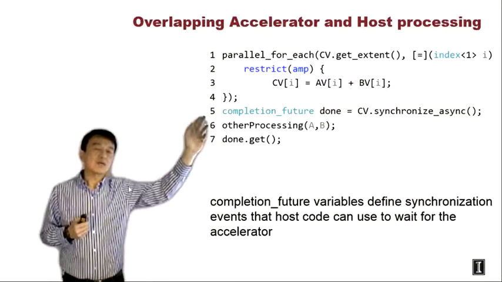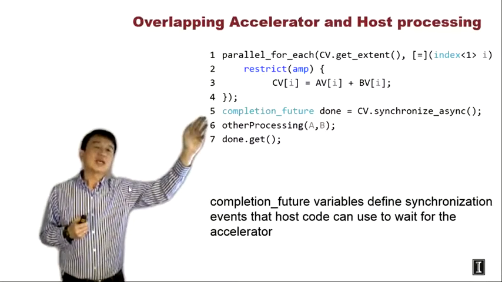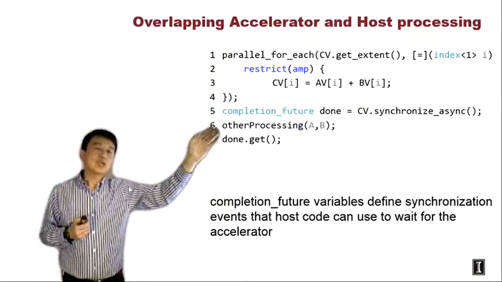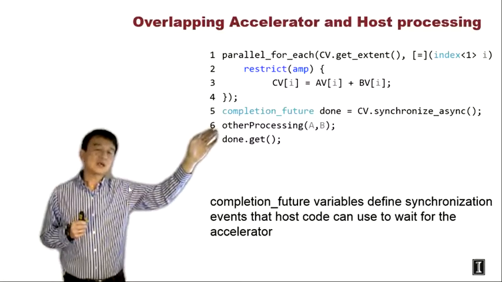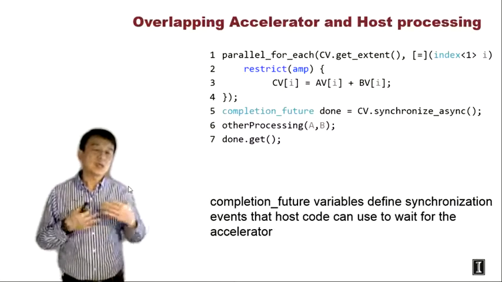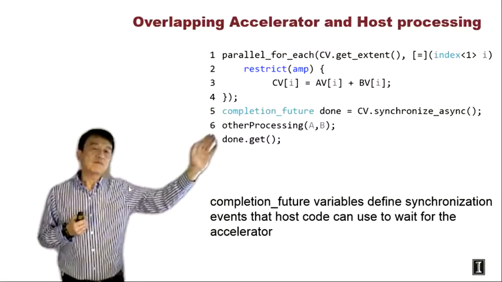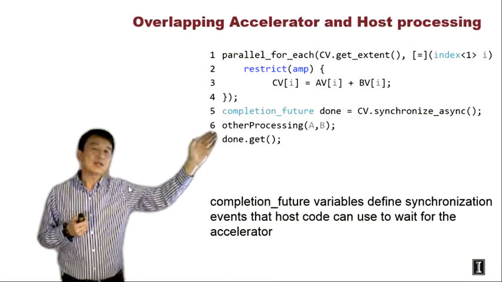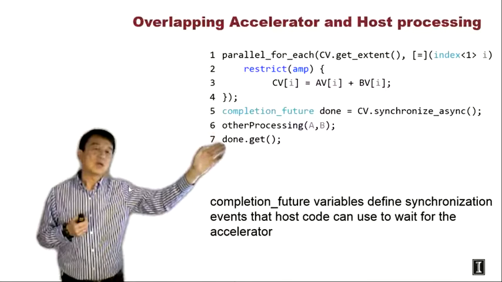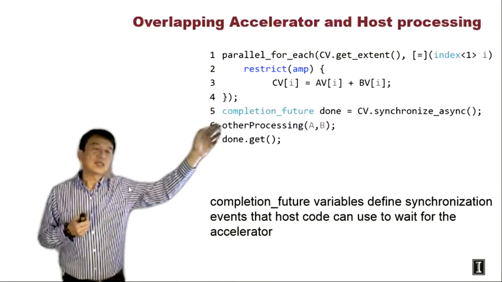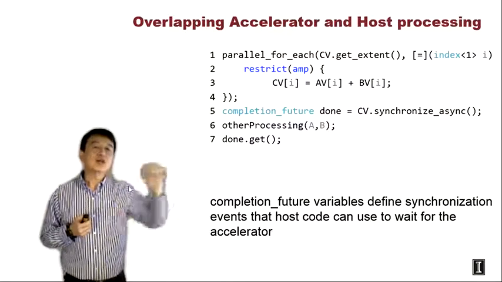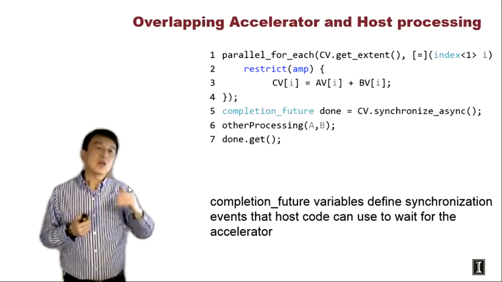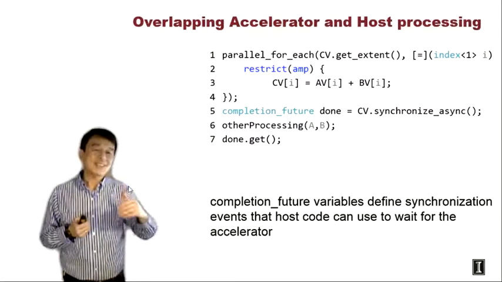So we first derive an event, and then we can do all the other processing that we want to do on the host. All this other processing code is able to continue to execute. And once we have run out of all the things we needed to do on the host, we use the done variable, and the done.get method, to explicitly synchronize with the completion of cv.